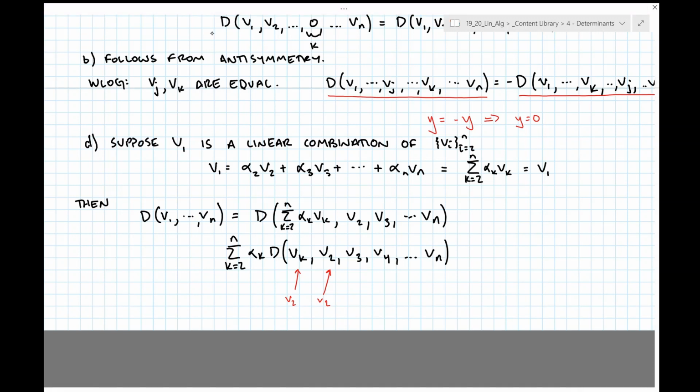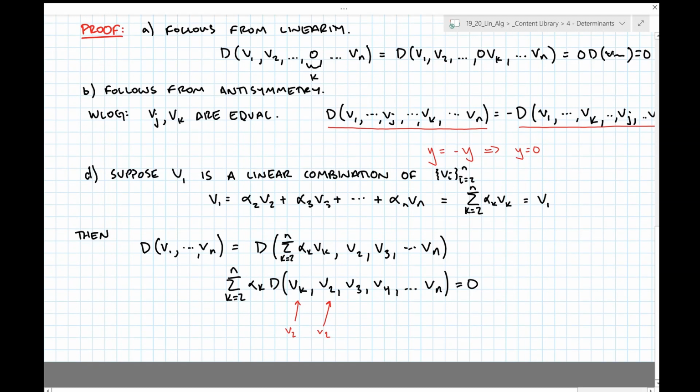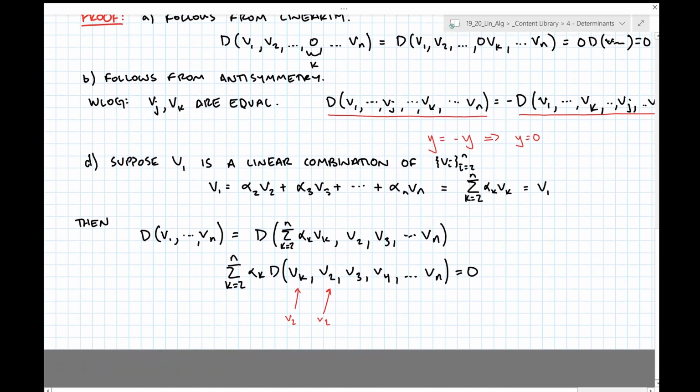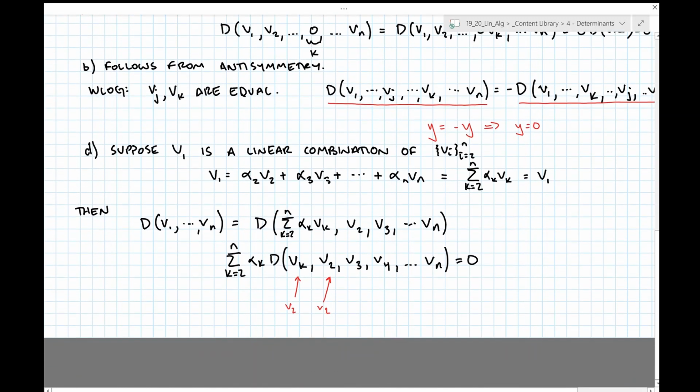So this is equal to 0 by my duplicate columns argument. So this is equal to 0 for k equals 2 all the way to n. So all of these are 0, so the determinant of the whole thing is 0.